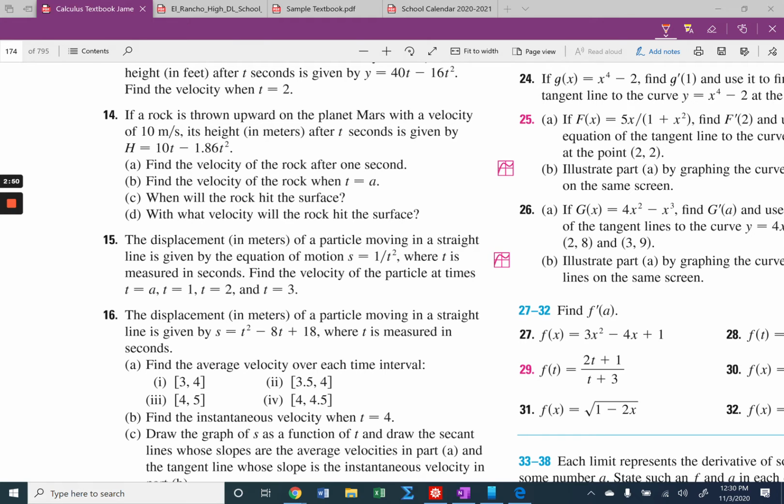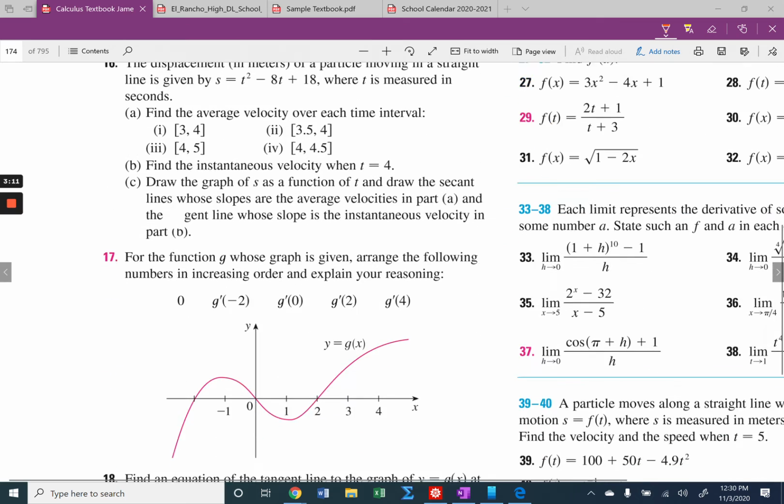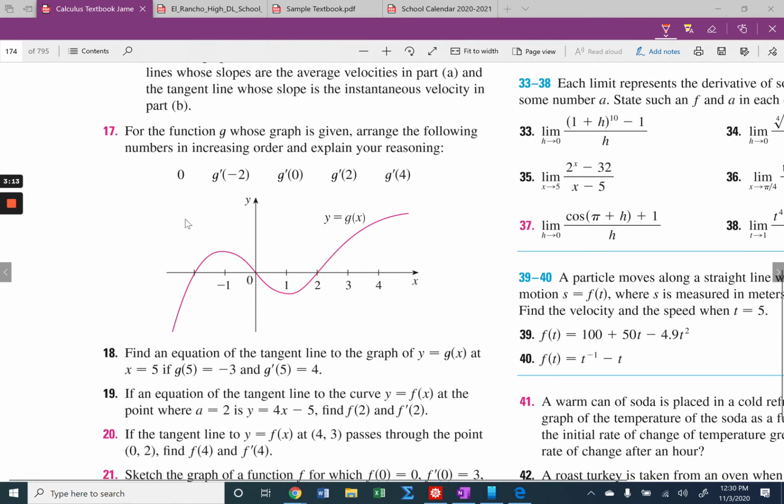And then for D, with what velocity will the rock hit the surface? You'll take your answer to part C, you'll plug it into your result for part B, and then that'll be it. And again, we did this question a couple times in our notes, so that's why I'm not writing anything down, as I want you to go look at your notes. I've told you what to do. Now go write it up.